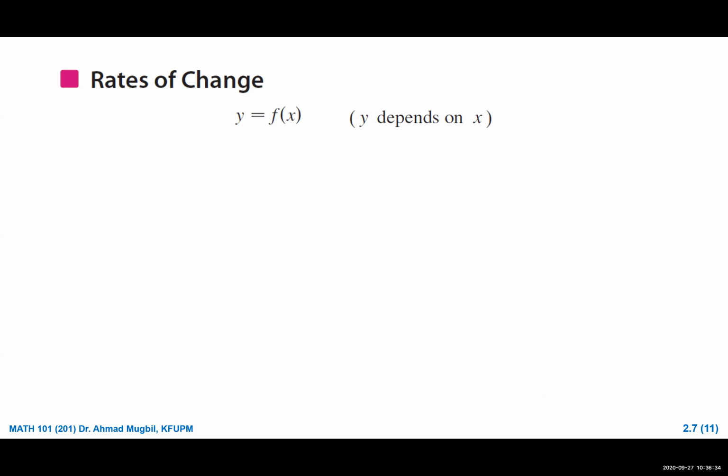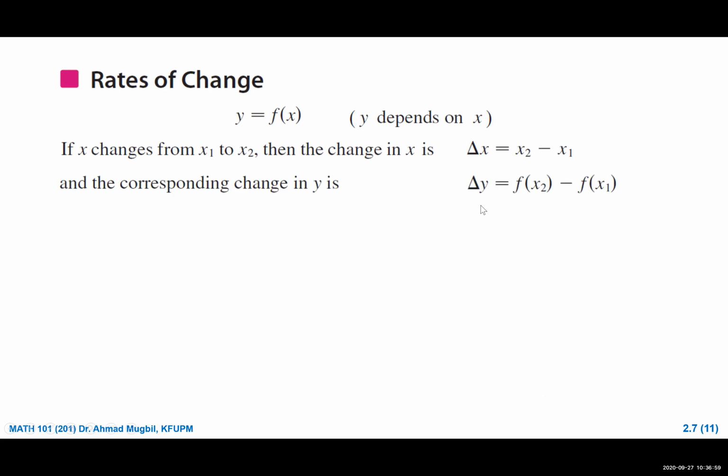If you have a function of anything, whatever it is, if you have a function of 2 variables, one of them depends on the other one, then the change in the independent variable, we call it delta x, the capital delta from the small delta, the Greek letter delta. It is x2 minus x1. So it is the change in x. Similarly, we have the change in y, y2 minus y1.